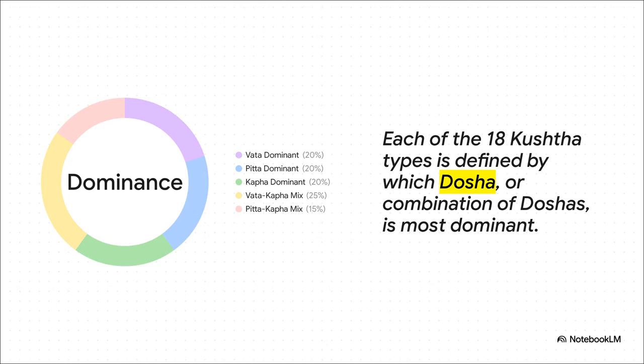Okay, so here's the most crucial part. Each of those 18 types is then defined by which dosha, or mix of doshas, is most dominant. This isn't just about putting things in neat little boxes for the sake of it. This is the absolute key that unlocks the entire treatment protocol.